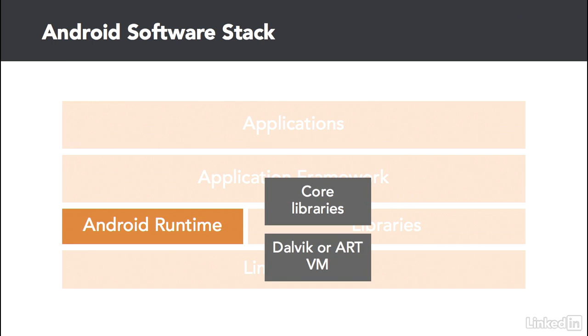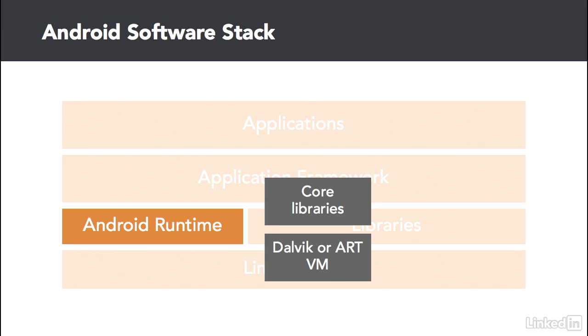The next layer is the Android runtime. This includes a collection of core libraries and, critically, the virtual machine. Android 4.4 and prior versions used a virtual machine named Dalvik. In Android 5, Dalvik was replaced by a new virtual machine simply named ART for Android Runtime. ART was introduced experimentally in KitKat and completely replaced Dalvik in Lollipop.